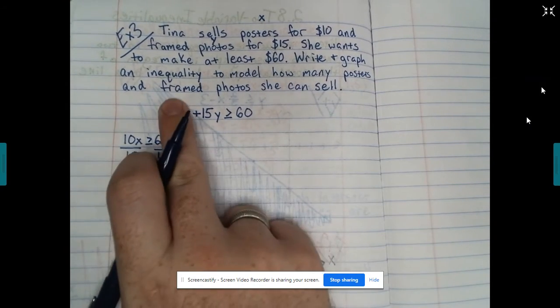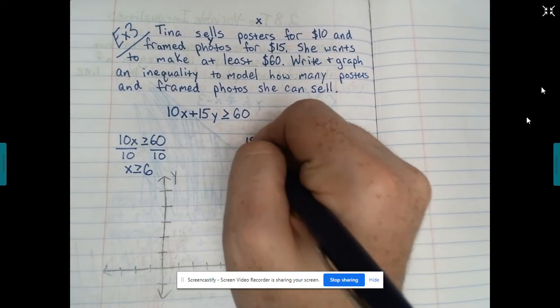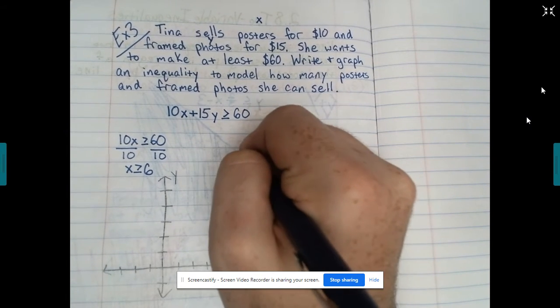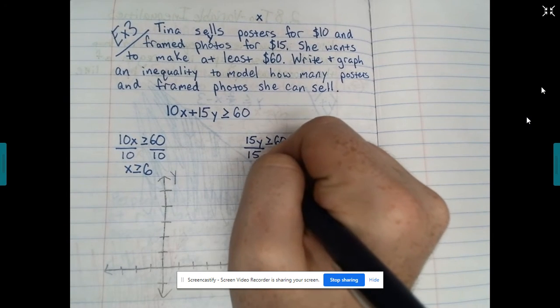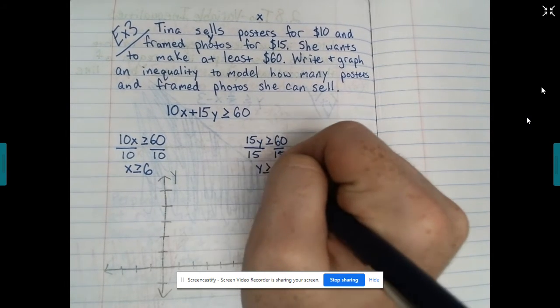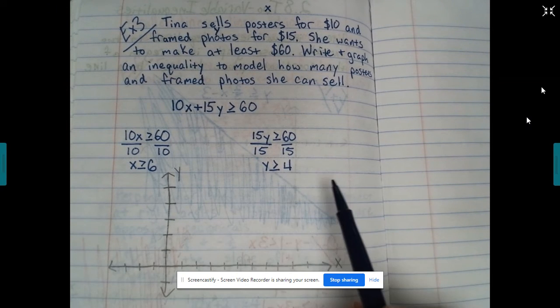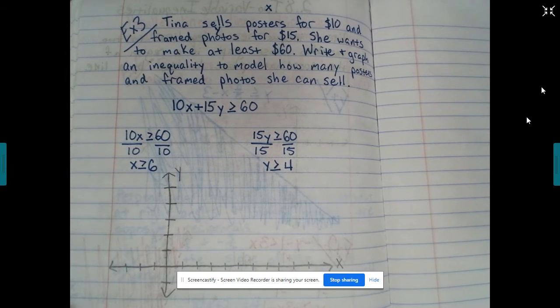And then let's look at the flip side of that. What if she's not selling any posters? Let's find the y-intercept for if she's only selling framed photos. 15y is greater than or equal to 60. Divide that 15 over from both sides, and we get y is greater than or equal to 4. So without selling any posters, she would have to sell at least 4 framed photos. And we can use these intercepts to graph our inequality.